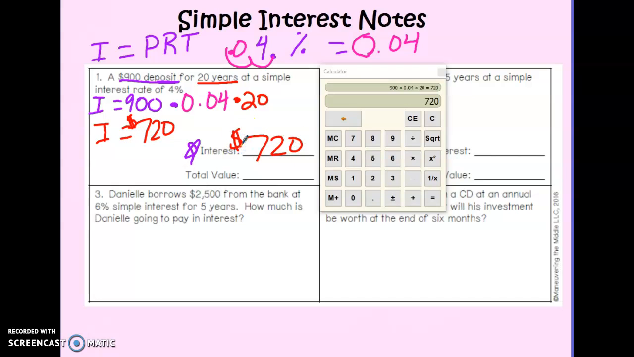Our total value is where we take our interest amount and add it back to our principal amount. So our principal was $900, plus our interest, which is 720, which is going to tell us how much total we have. So we add $900, and we have $1,620.